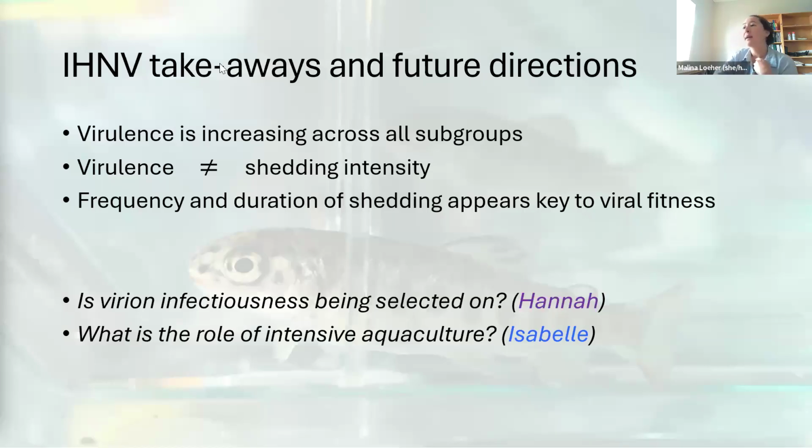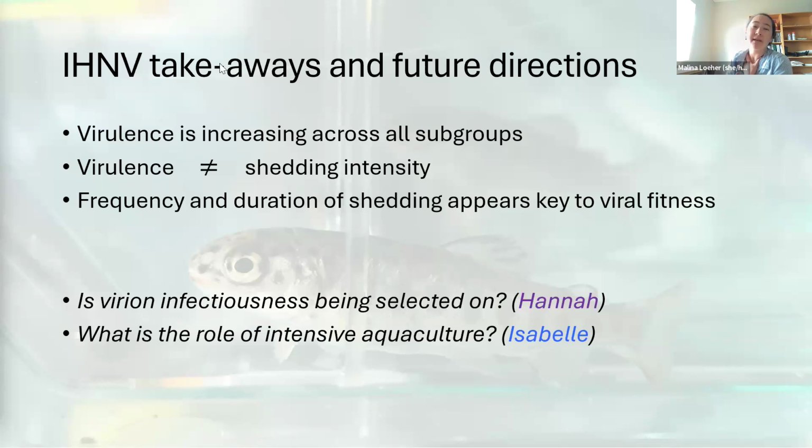So a few takeaways here. Virulence does seem to be increasing across all the M subgroups. They have slightly different virulence measures, but seem to have the same general rate of increase from our data. And this isn't necessarily due to shedding intensity, but rather shedding frequency and duration seem to be key to figuring out the mechanics of viral fitness.